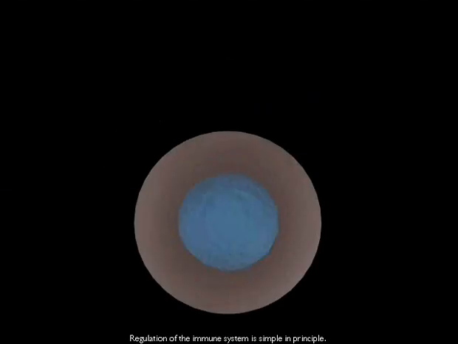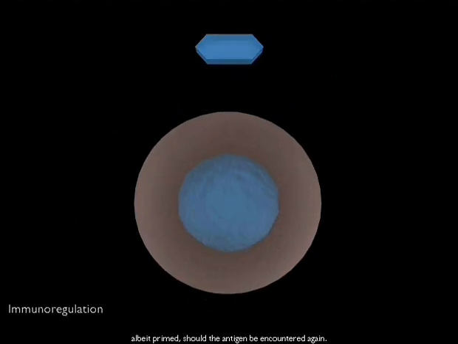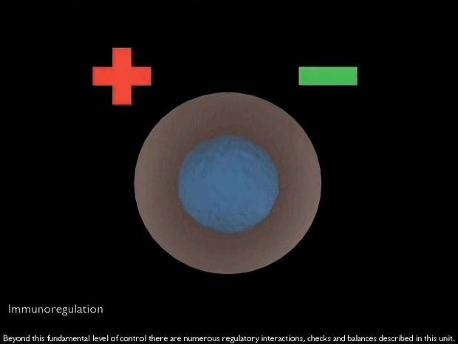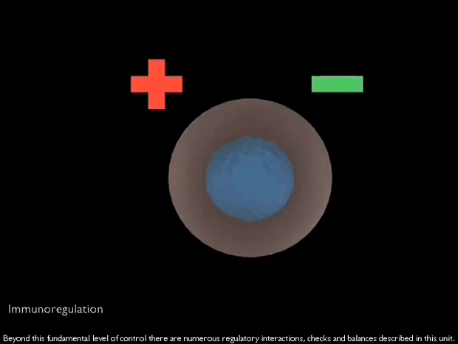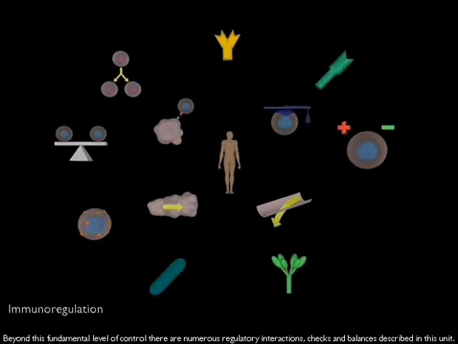Regulation of the immune system is simple in principle. The system has evolved to recognize and eliminate pathogens and their antigens. Hence, antigens stimulate the system, and once they are eliminated, the system falls back into a resting condition, albeit primed, should the antigen be encountered again. Beyond this fundamental level of control, there are numerous regulatory interactions, checks, and balances described in this unit.